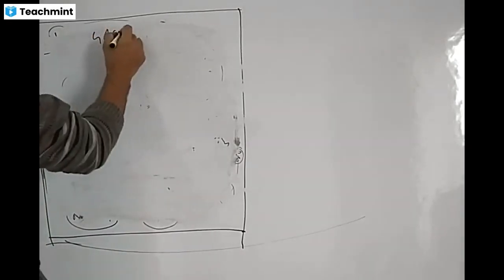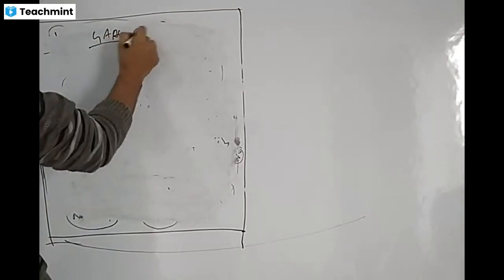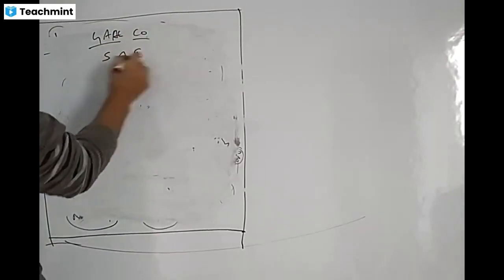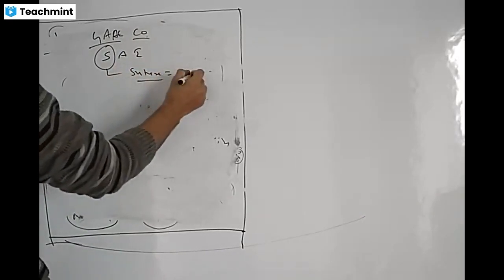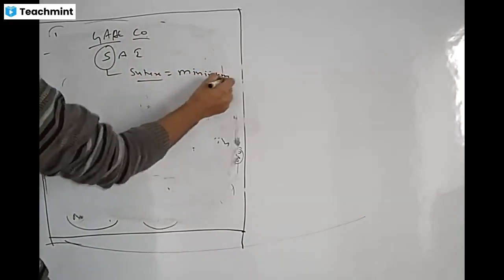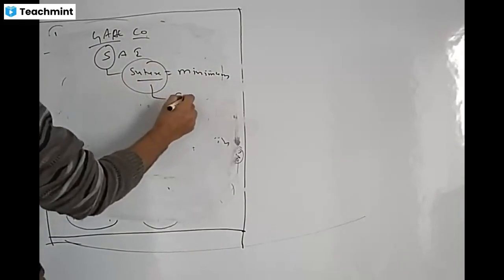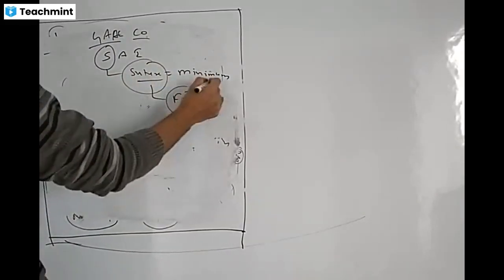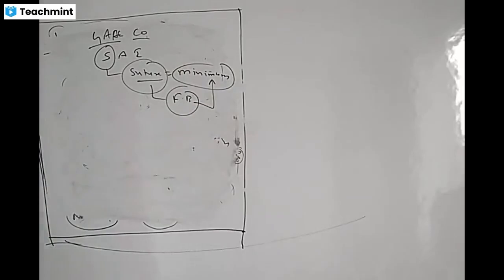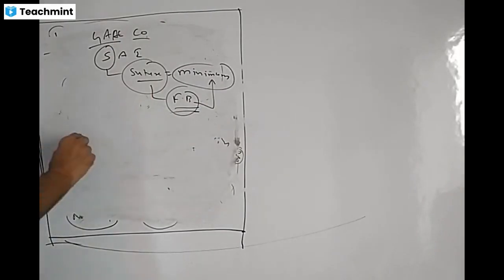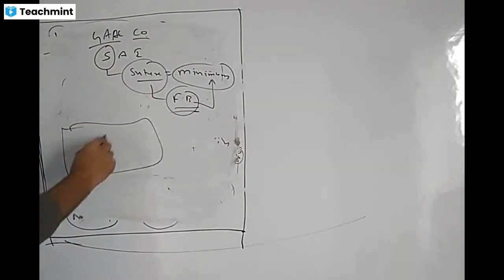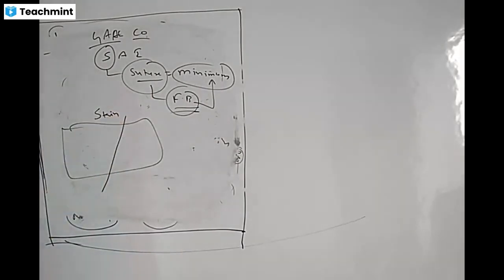Last, SAI. S for suture material. So suture material is a foreign body. So we should use it as minimally as possible, because it is a foreign body and it may cause tissue reaction. Suppose this is the skin and we close the skin with this suture material.